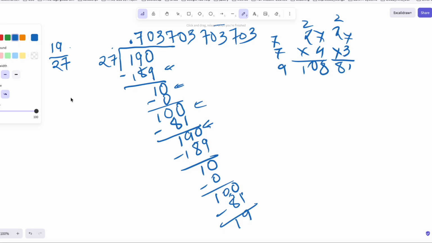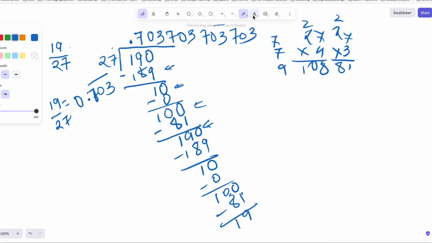So how do you write this answer? You can't keep writing 703, 703 all the way, a million times. So the way to write this is you basically say, the digits that repeat, you put a dash over it. So you can say, 19 over 27 equals 0.703, and you put a dash on top of the numbers that repeat. Which numbers are repeating? 703 is repeating. So you put a dash.